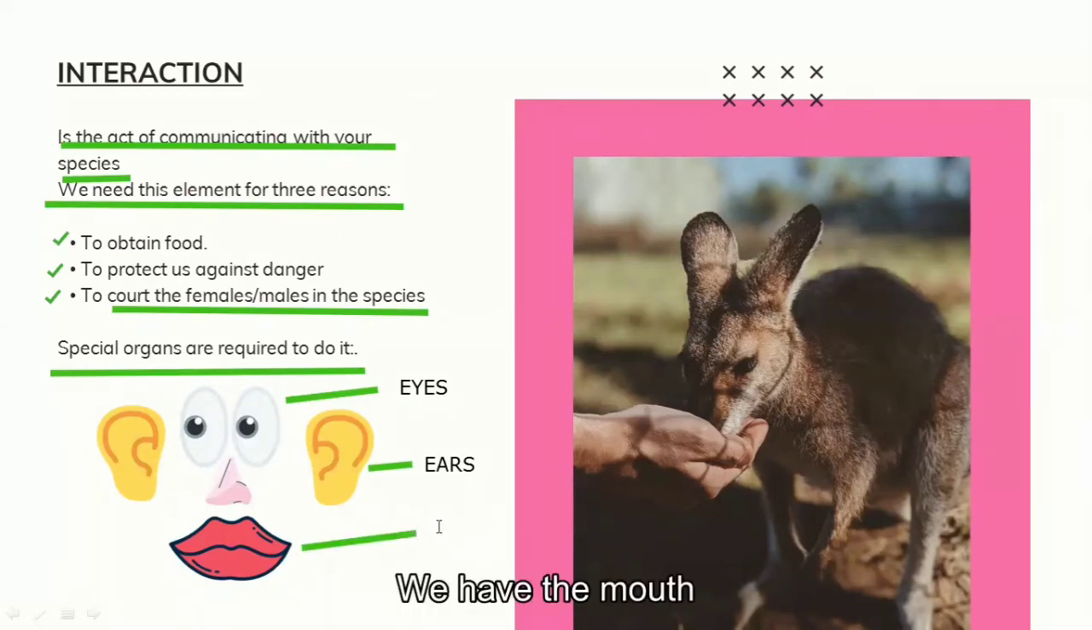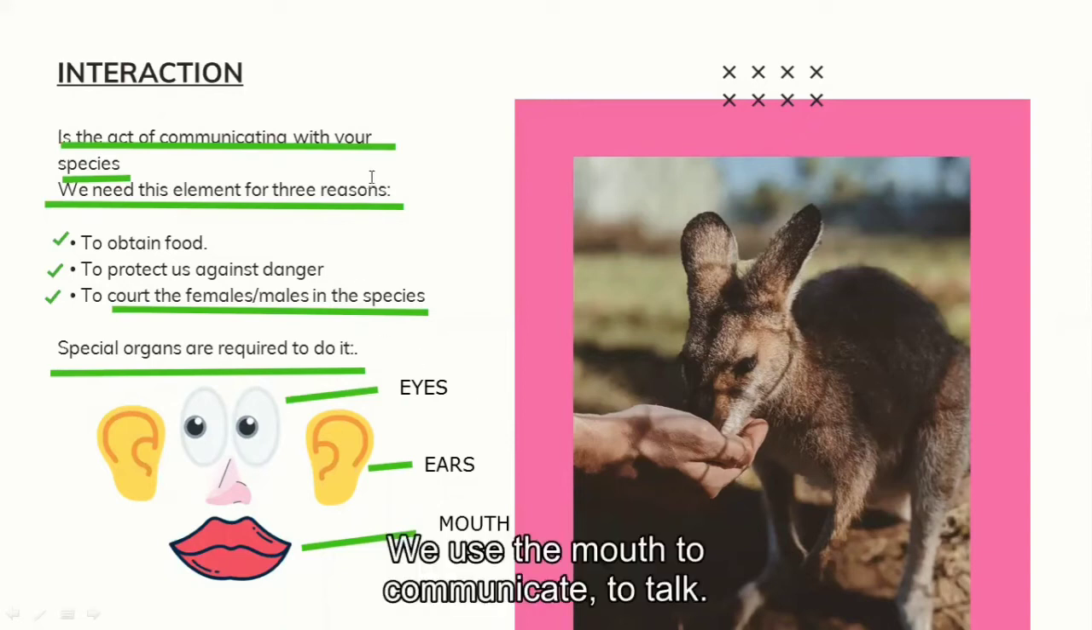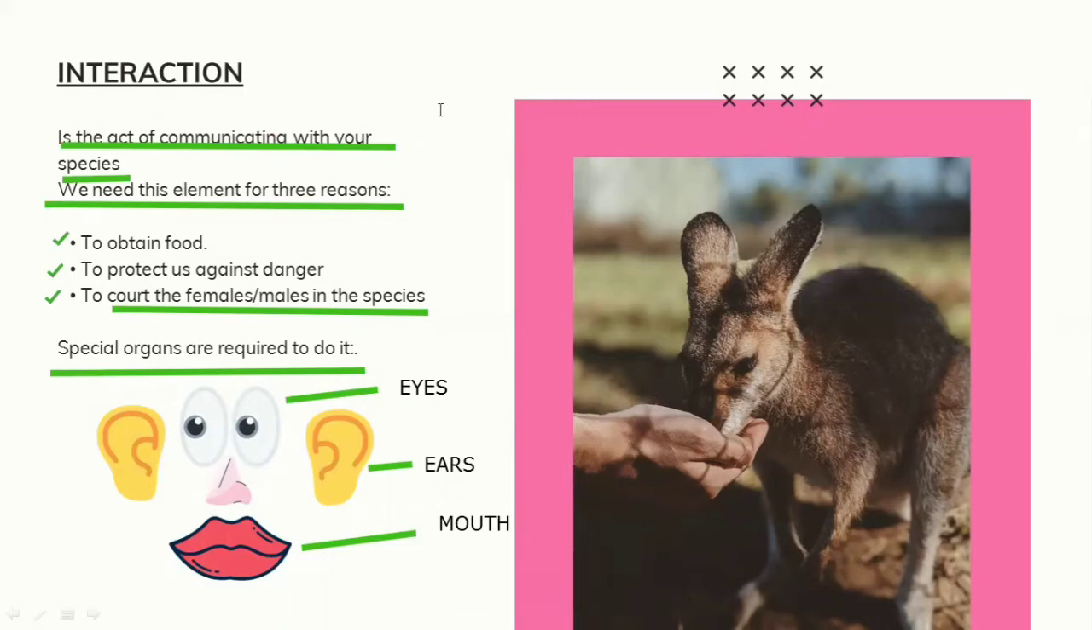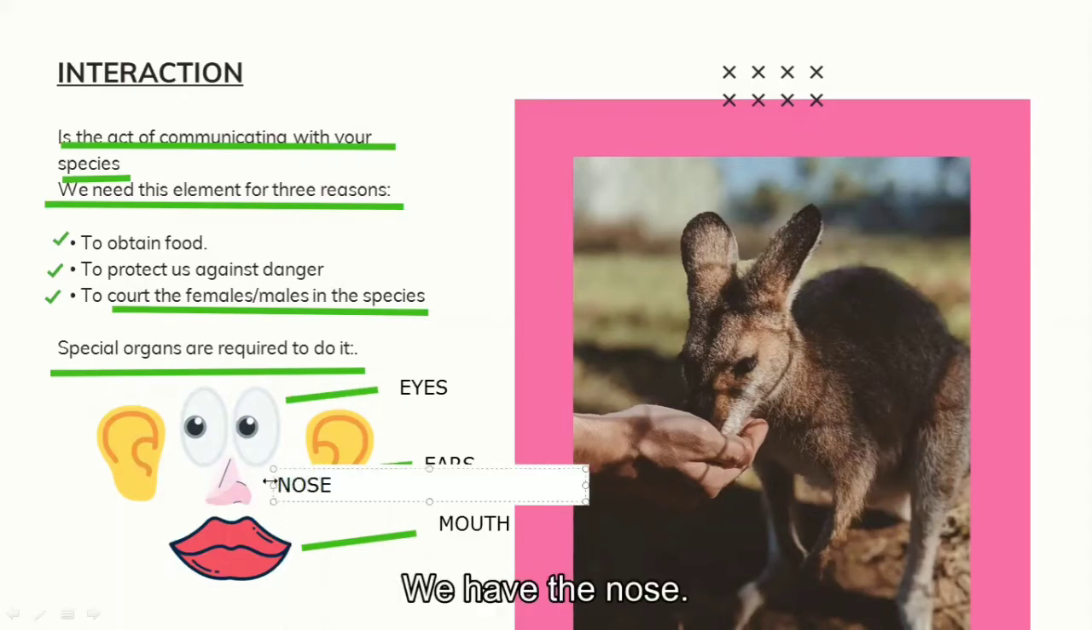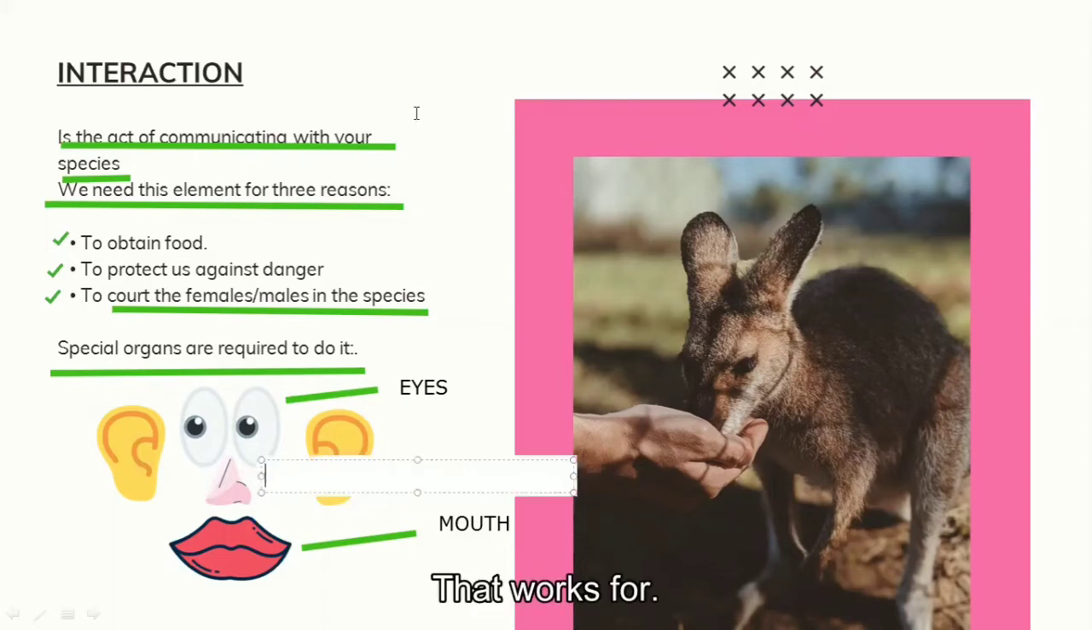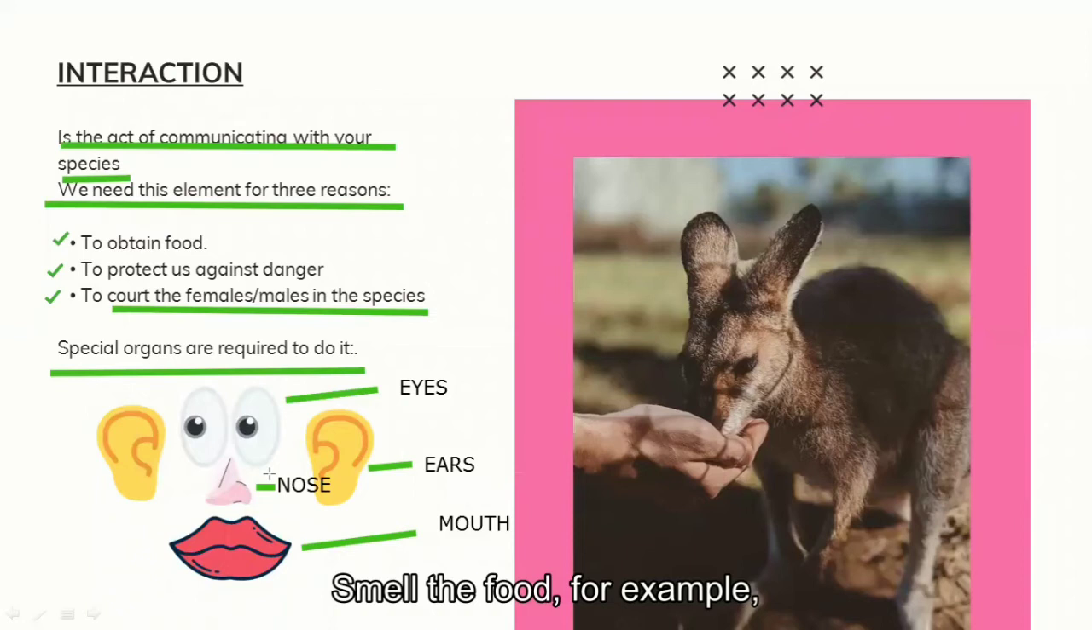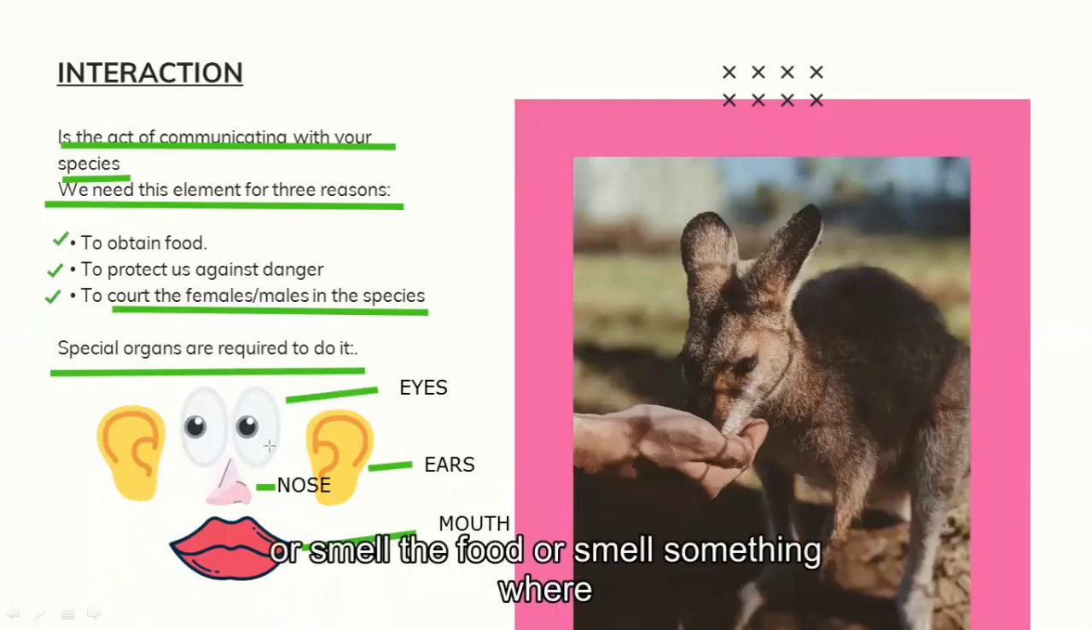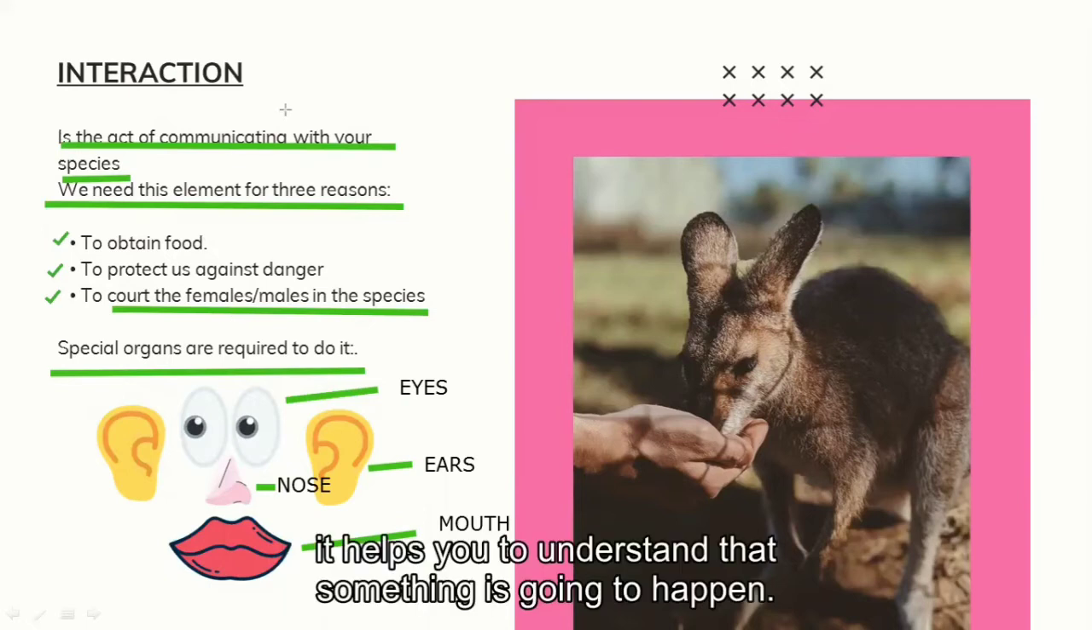We have the mouth. What is the mouth? We use the mouth to communicate, to talk, to speak. Finally, we have the nose, which works to smell the food, for example. For smelling the food, or smelling something weird, it helps you understand that something is going to happen.